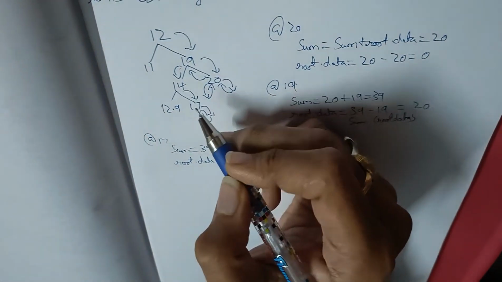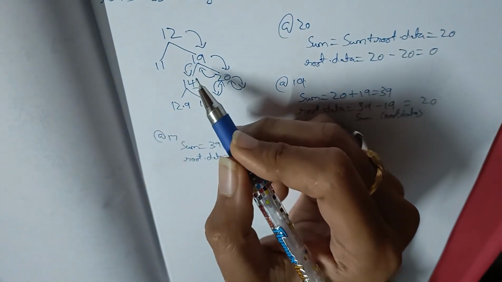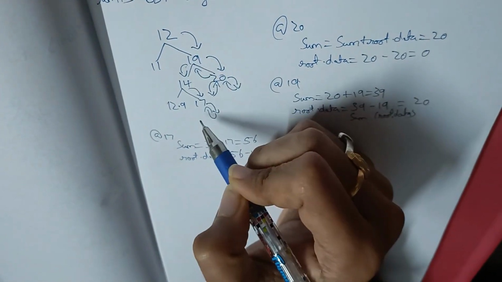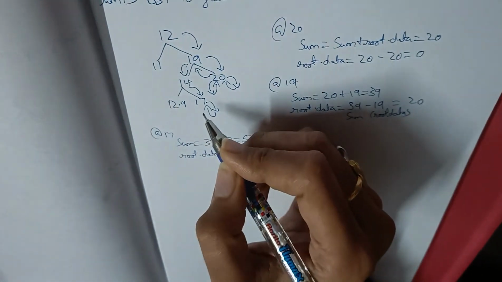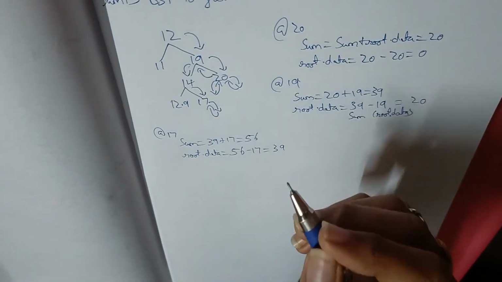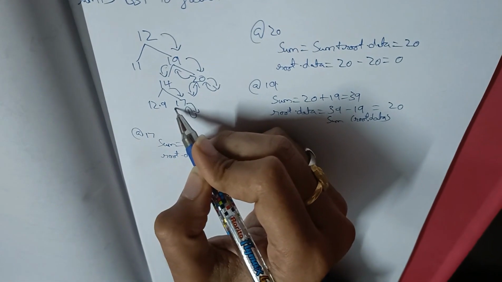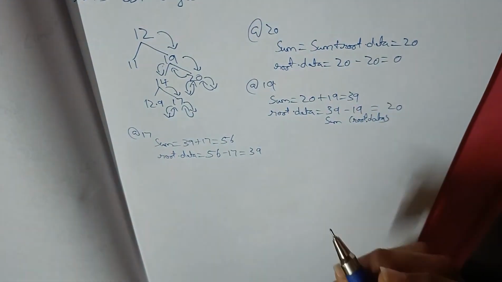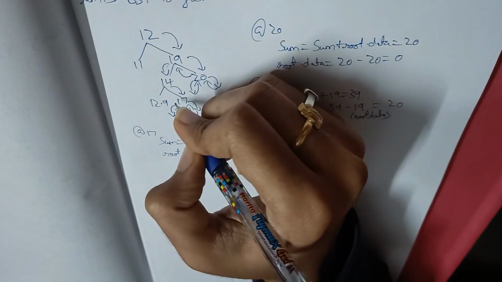Since it becomes 39, we get an idea that there are only two nodes, 19 and 20, which are greater than 17, and the sum of those two nodes is replacing the value of 17. The control now goes to the left subtree of 17. That is non-existent, so it returns a null value.